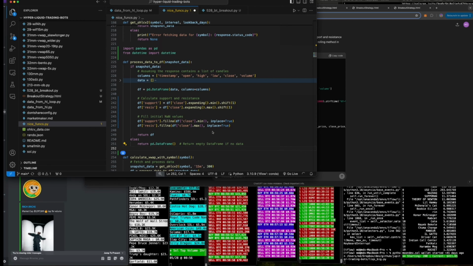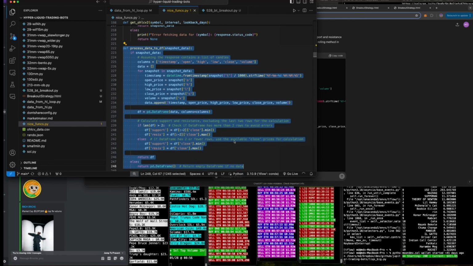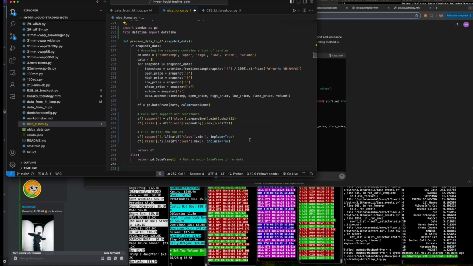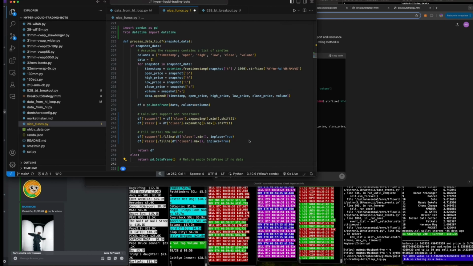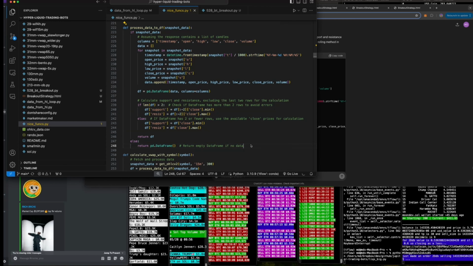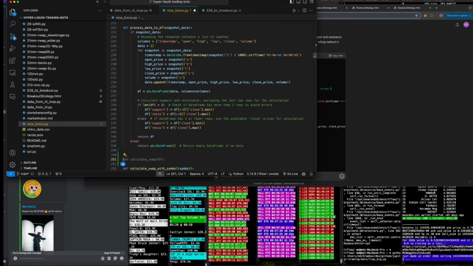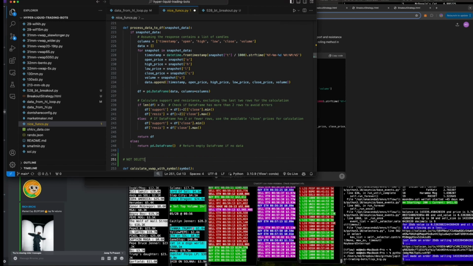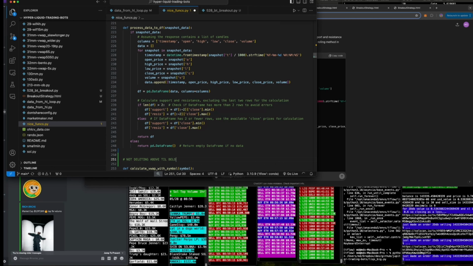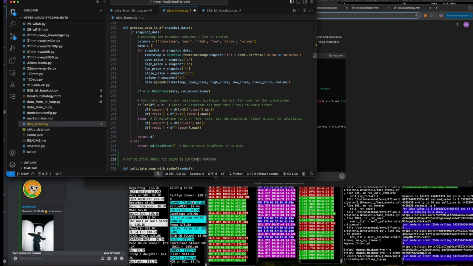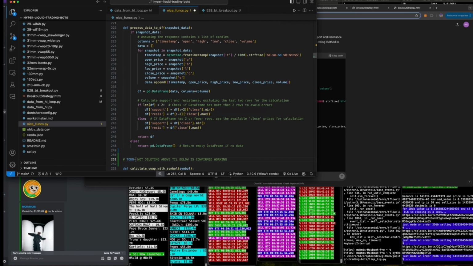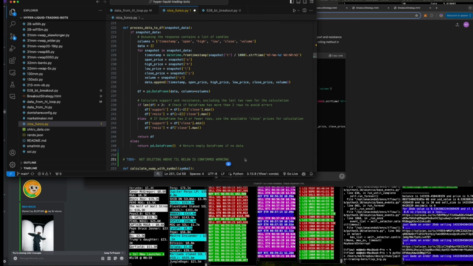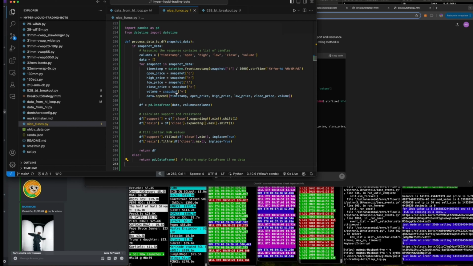Still not. Oh, okay. DF length. Let's see, how should I do this though? I'm gonna put it here. Not deleting above till below is confirmed working. That's a to do for sure. Okay, let's go ahead and run it again.